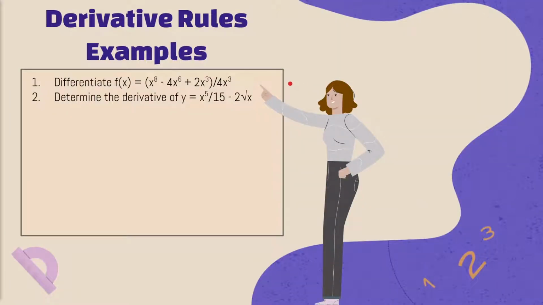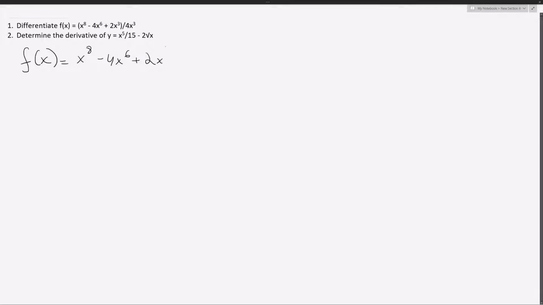Learning about these rules isn't really beneficial if you don't learn how to apply them. So here I've got two examples that we can work on to practice these skills. Let's do those quickly. Okay, let's now look at question number 1. We're given that f of x is equal to x to the power of 8 minus 4x to the power of 6 plus 2x to the power of 3, all divided by 4x cubed.